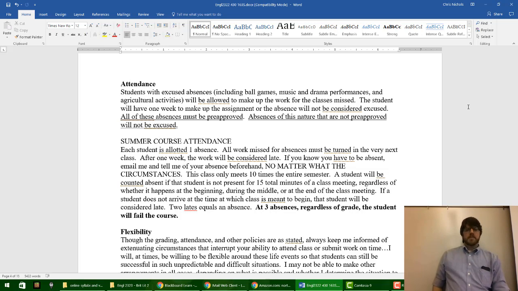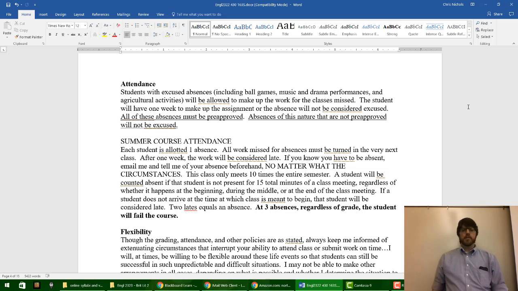If you have an excused absence, that's things like ball games, music, drama performances, ag activities. Sleeping in is not covered. You will be allowed to make up the work for the classes missed. So if it is something like that, you can make up the work. The student will have 1 week to make up the assignment, or the absence will not be considered excused.